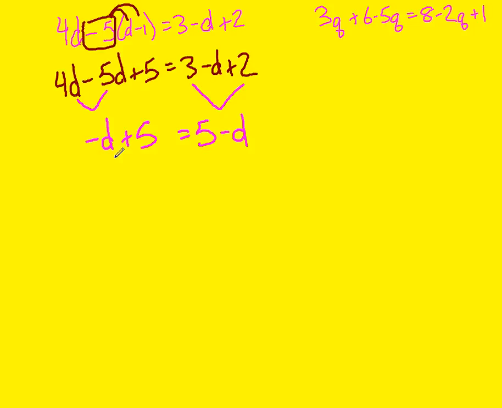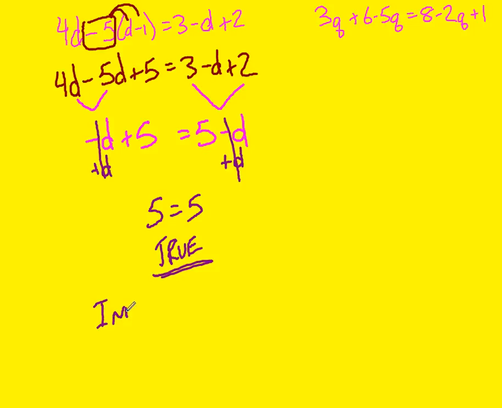I said I need to get the d's all on one side, so I'll get rid of this negative d by adding a d to both sides. Negative d and positive d just cancel each other out. All I have left is 5 equals 5. Well, that is obviously a true statement. 5 and 5 are the same thing. Anytime you get something like that, it's a true statement.